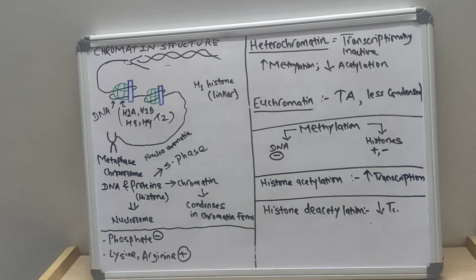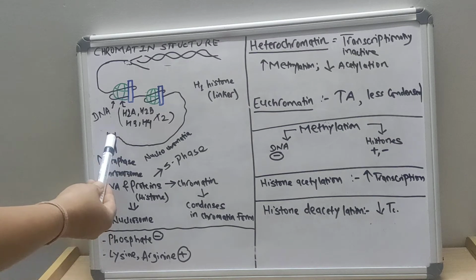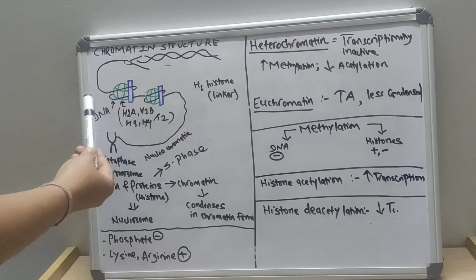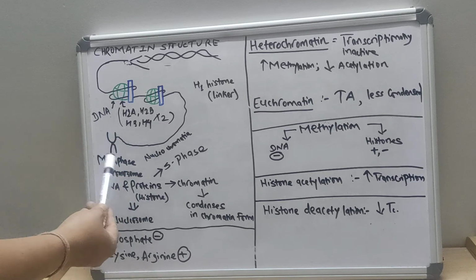If you talk further about the DNA, then DNA and histone proteins combine to form chromatin, and the chromatin condenses. DNA and proteins together form the nucleosomes. You can see there the chromosome, where the DNA is present in the condensed form.